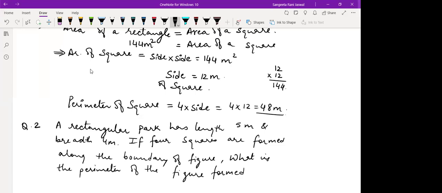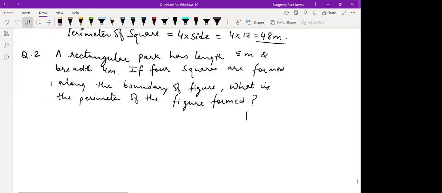Okay, I'll explain the question again. See here, it's saying a rectangular park has length 5 meter and breadth 4 meter. So let's make a rectangle here like this. Now its length is 5 meter, its breadth is 4 meters. Now look up. If four squares are formed along the boundary, now this is the boundary of this rectangle.